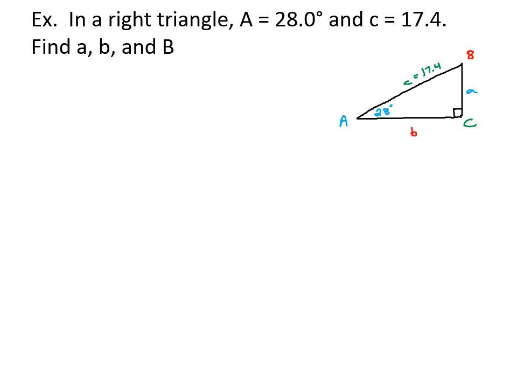The easiest thing to find first is angle B, because all three angles in the triangle have to add up to 180. You could just do 180 minus 90 for angle C minus the 28 for angle A to get angle B. You may also notice that since it's in a right triangle, the angle A and the angle B have to be complements of each other, so you could just do 90 minus 28. That would give you the same thing. But you'll get 62 degrees for angle B.